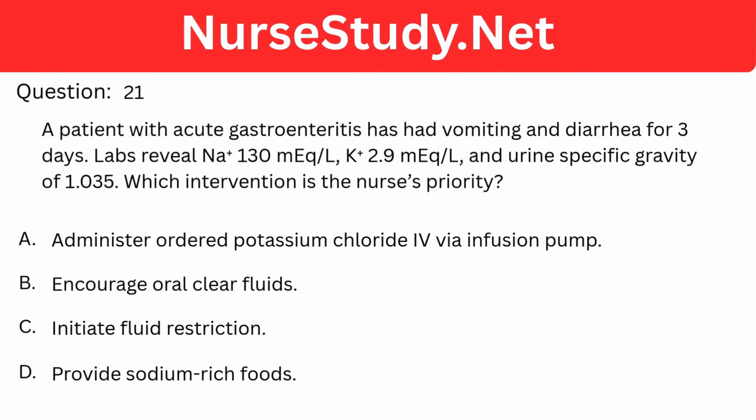Question 21. A patient with acute gastroenteritis has had vomiting and diarrhea for 3 days. Labs reveal sodium 130 milliequivalents per liter, potassium 2.9 milliequivalents per liter, and urine-specific gravity of 1.035. Which intervention is the nurse's priority? A. Administer ordered potassium chloride IV via infusion pump. B. Encourage oral clear fluids. C. Initiate fluid restriction. D. Provide sodium-rich foods.